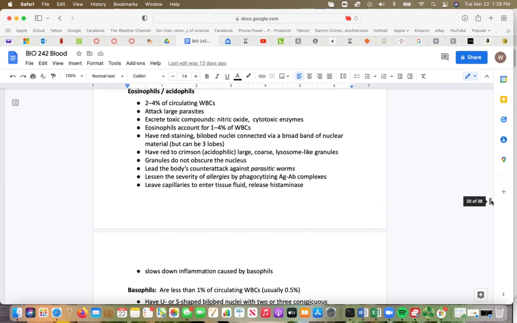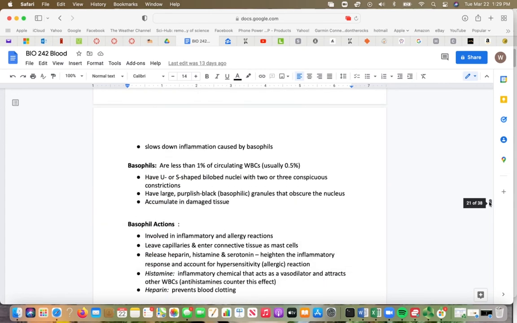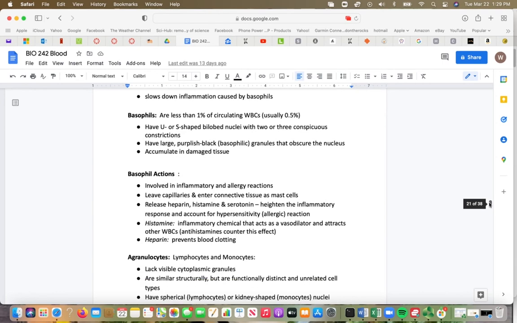So what they can do is help to phagocytize antigen-antibody complexes. And then they can leave the capillaries and enter the tissues and release histamine. So part of what is going on with an allergic reaction is they can be releasing some histamine in there, which, if you have allergies, you know is pretty unpleasant stuff to have to deal with. And then they can slow down the inflammation caused by basophils. Basophils are less than 1% of the circulating white blood cells.